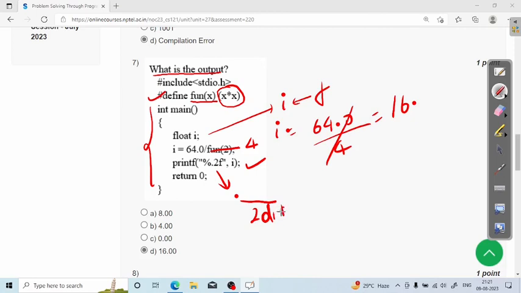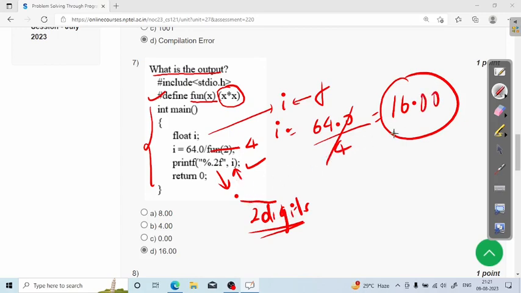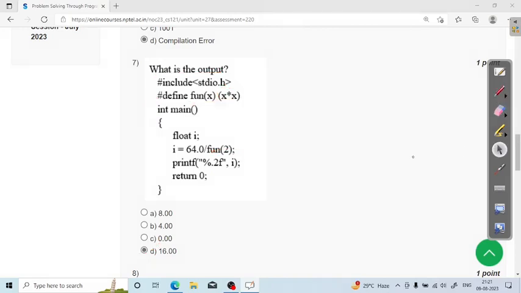Okay, so what we'll do is that we'll try to get the 2 digits after the decimal for the variable i. So if you look, variable i is now pointing to the value 16 point. And if you look carefully, the 4 is completely dividing 16. So after the decimal we can only have zeros. So as there is a demand of 2 digits after the decimal, we'll put here 2 zeros. So this 16.00 will be printed, and that's why we are choosing option D as the correct answer. Okay, now let's try to see the next question.